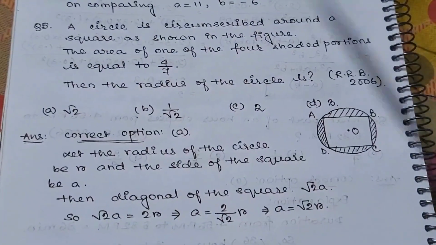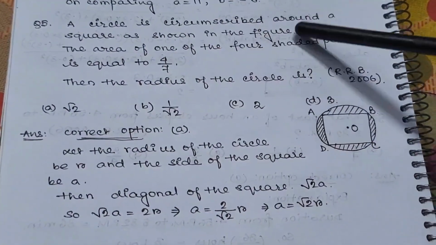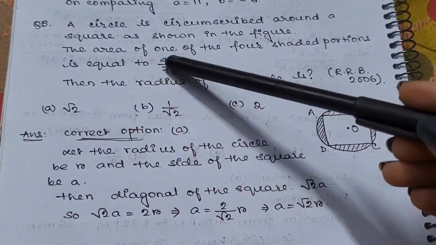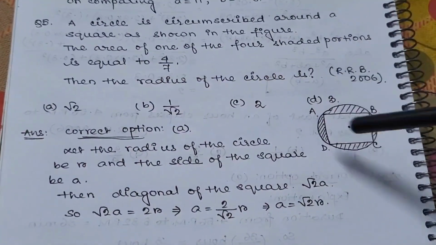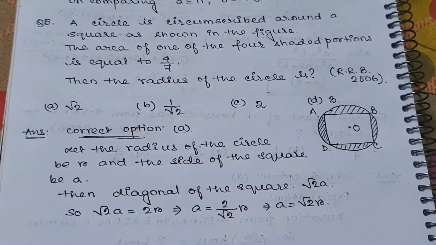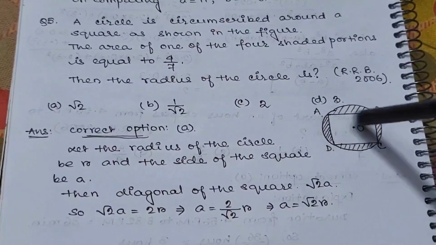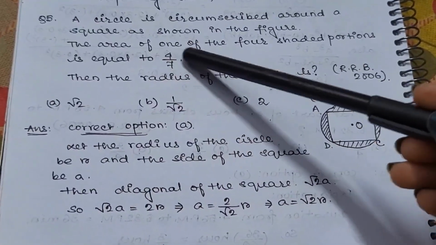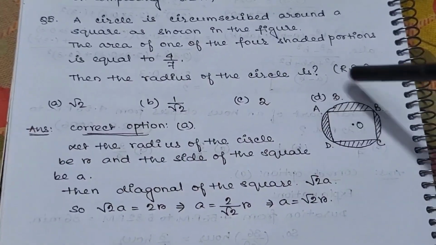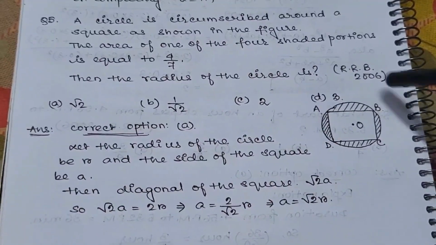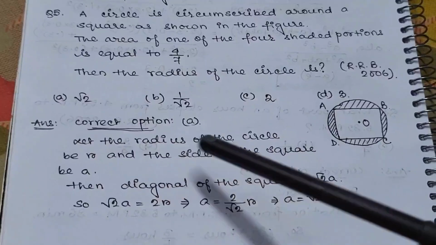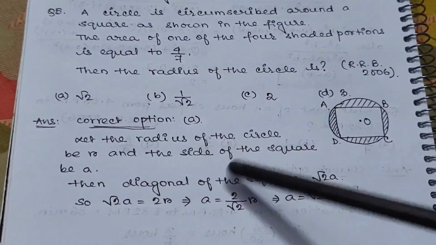Question 5. It says that a circle is circumscribed around a square as shown in this figure. And the area of one of the 4 shaded regions. See, the shaded regions are 1, 2, 3 and 4. One of the 4 shaded regions, so any one of them, is equal to 4/7. Then we are to find the radius of the circle. It is an RRB question of 2006. It is seen that the correct option is A. Now let us assume that the radius of the circle is R and the side of the square is A.